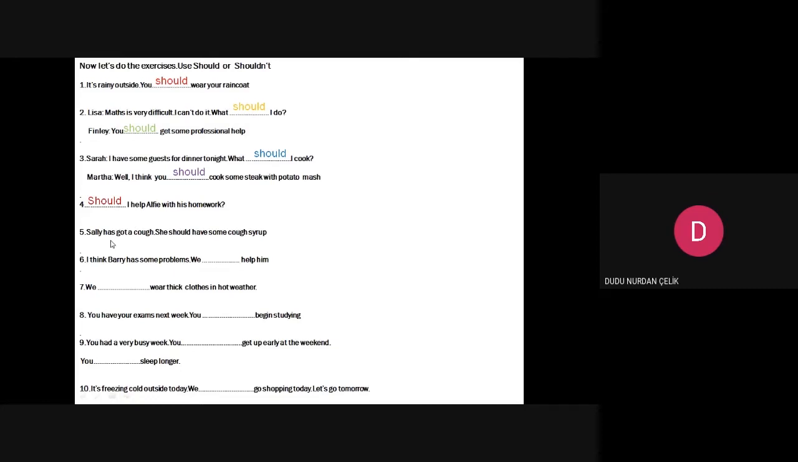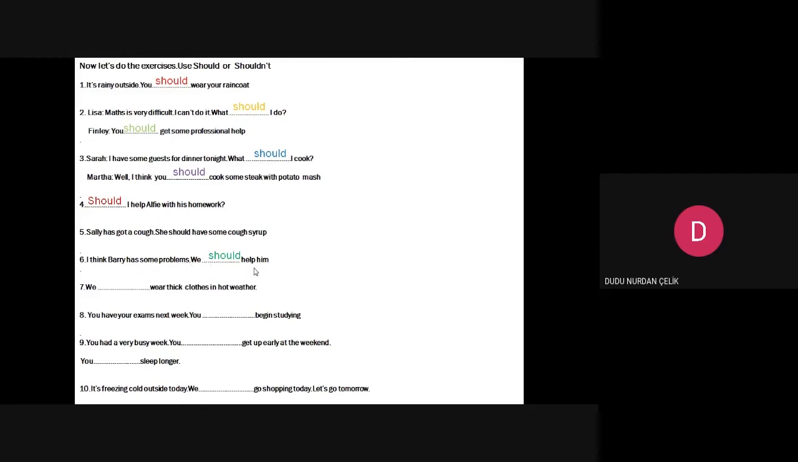Number 5. Sally has got a cough. She should have some cough syrup. She has a cough, so she should have some cough syrup. Look at the 6th one. Do it first. You got it? Okay, let's see the answer. I think Barry has some problems. We should help him. We are his friends, so we should help him.